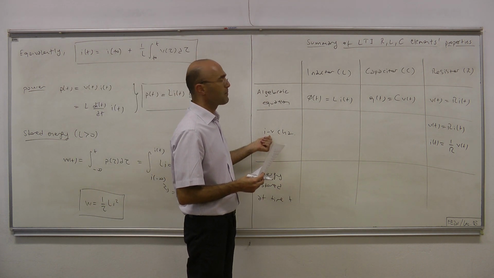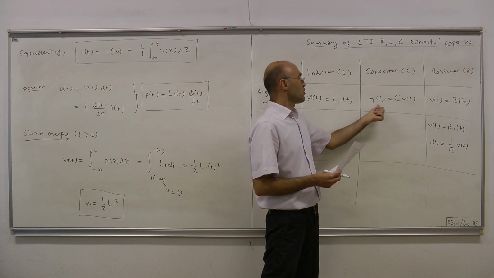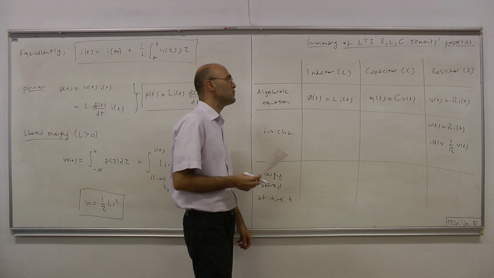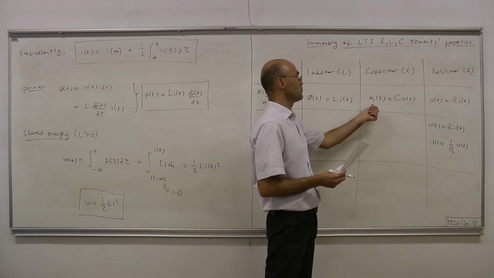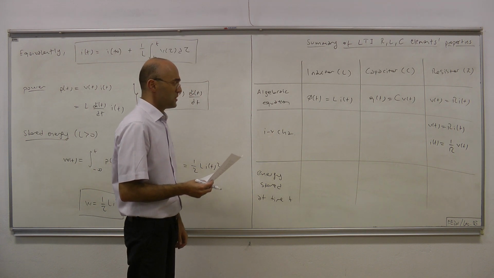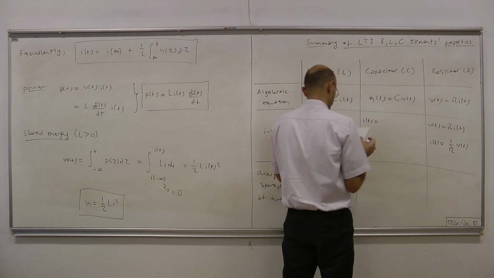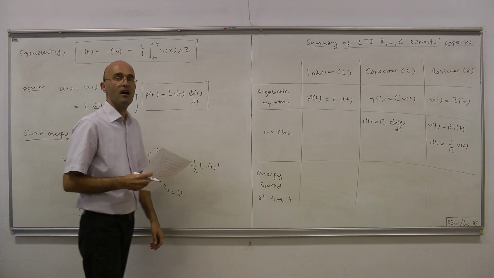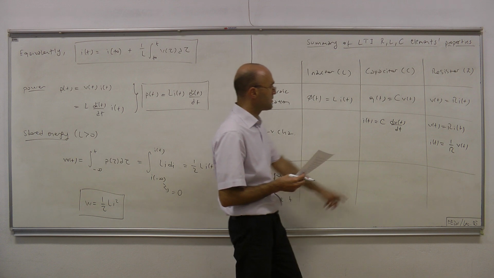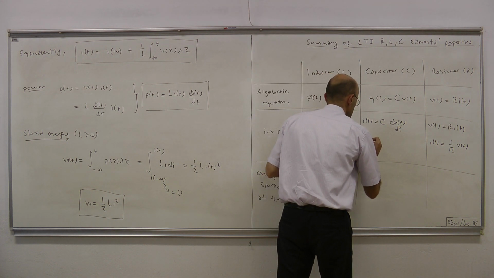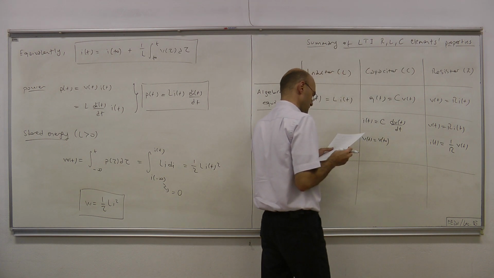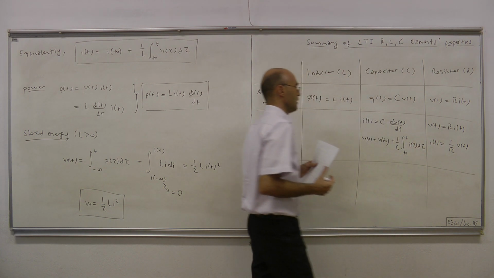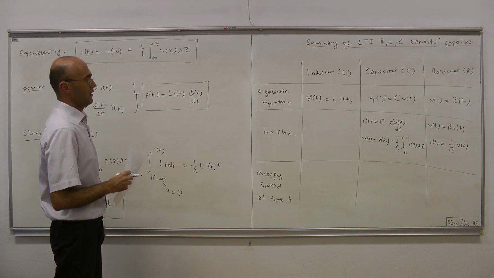Now, for the capacitor, the algebraic equation is in terms of charge and voltage. From that equation, we want to obtain a relation between current and voltage. For that, we use the definition of current, which is the rate of change of charge. Using that definition, we can easily obtain I of t equals C dv(t)/dt. That's the IV relation for the capacitor. Or if you want the voltage on the left hand side, it's v(t) equals v(t0) plus 1 over C, integral from t0 to t of i(tau) d tau. That's the integral representation of the IV characteristic.